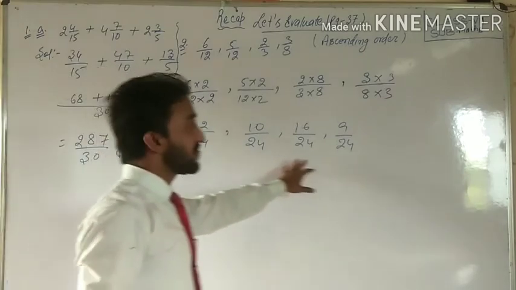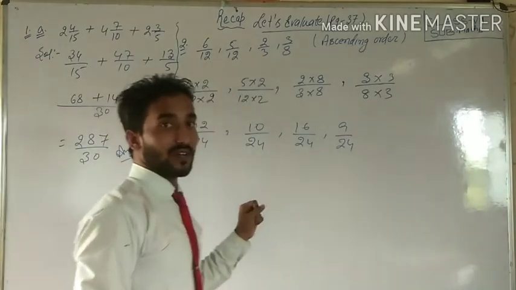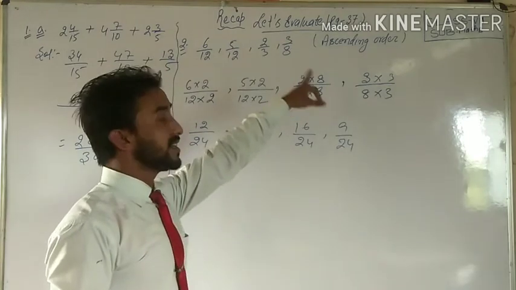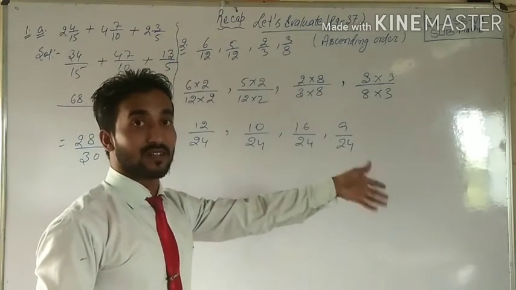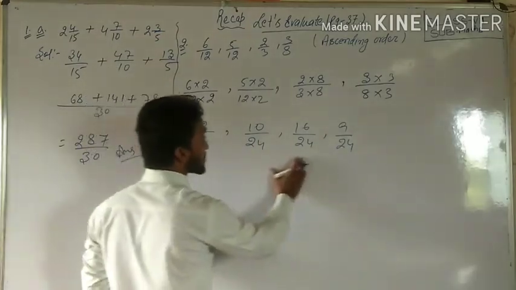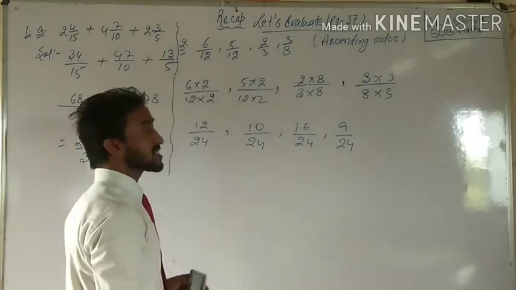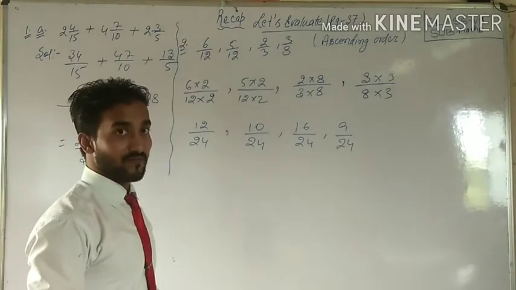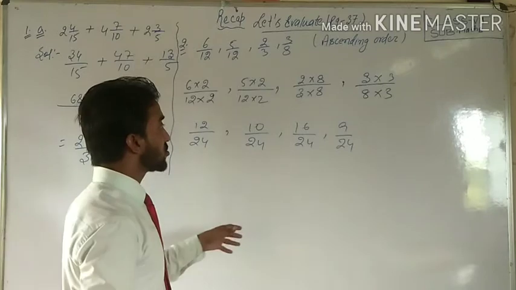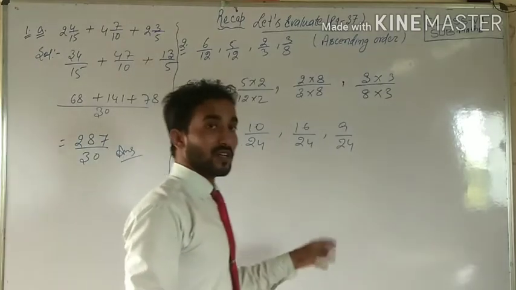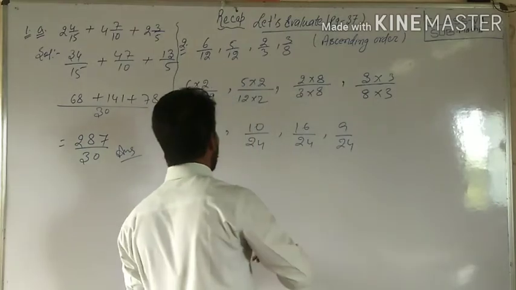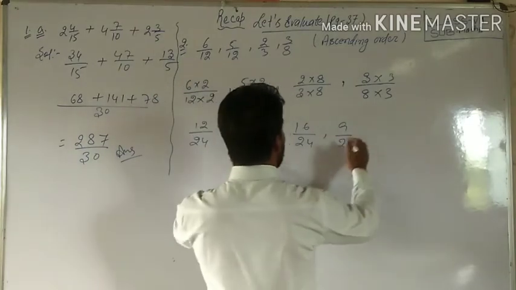Students, now, as already said, see the given fractions, all denominators are equal. Now what do you have to do? You have to arrange in ascending order. Ascending order means from smallest to biggest. When the denominators are equal, in such conditions, which fraction will be smallest? The one whose numerator is smaller. That fraction will be the smallest.